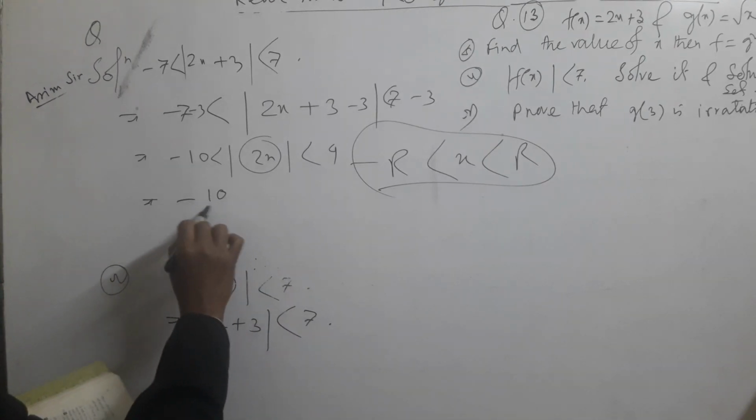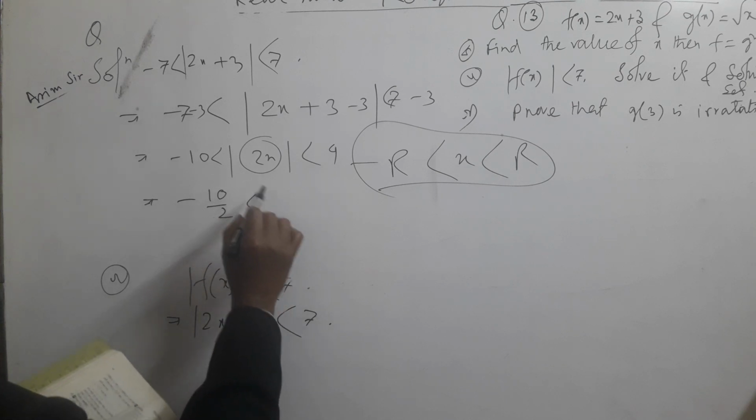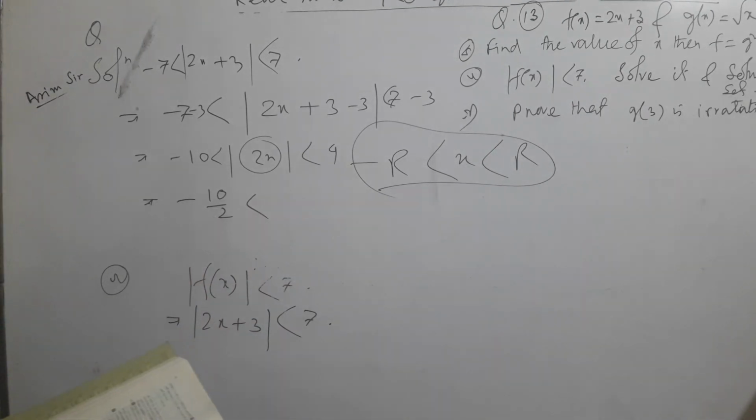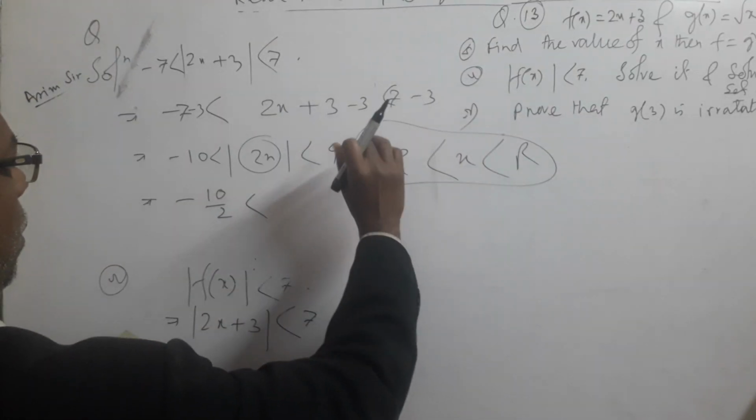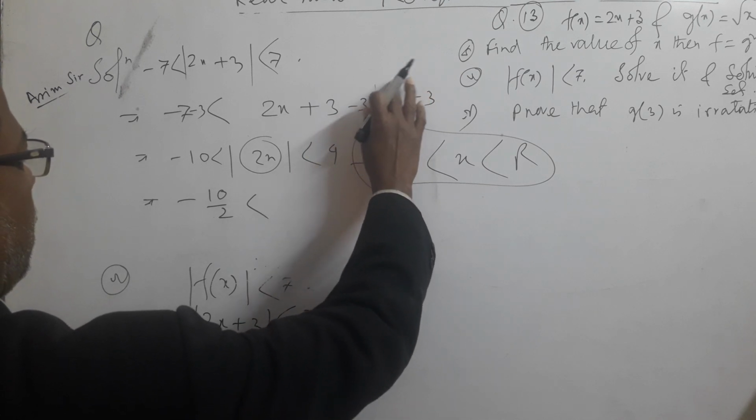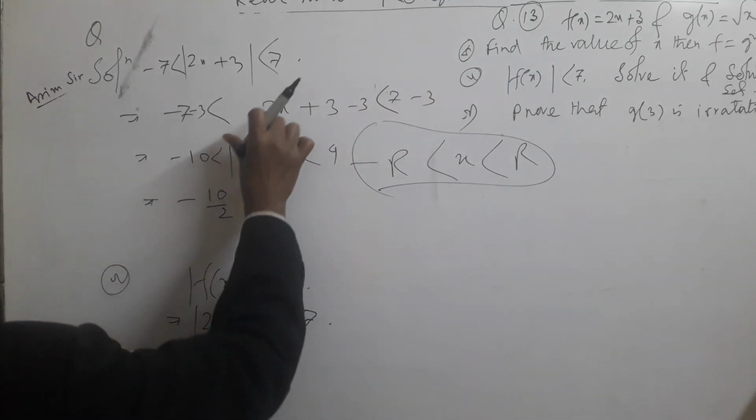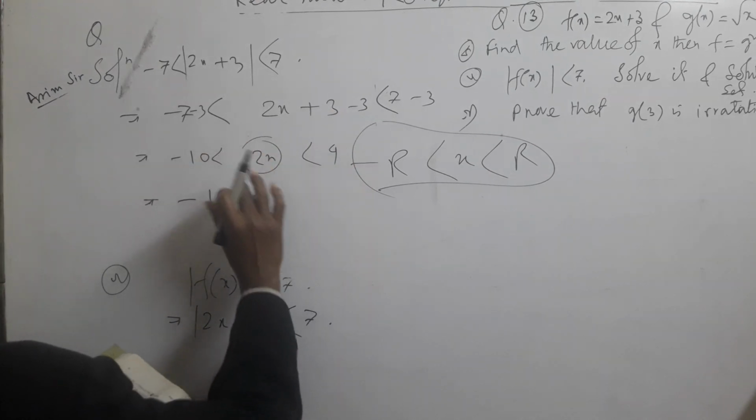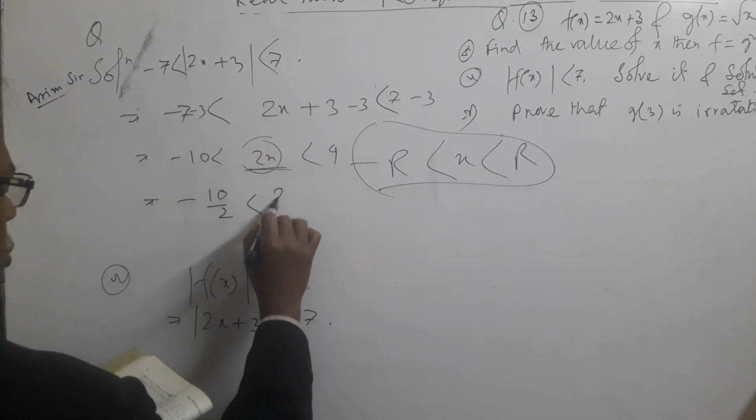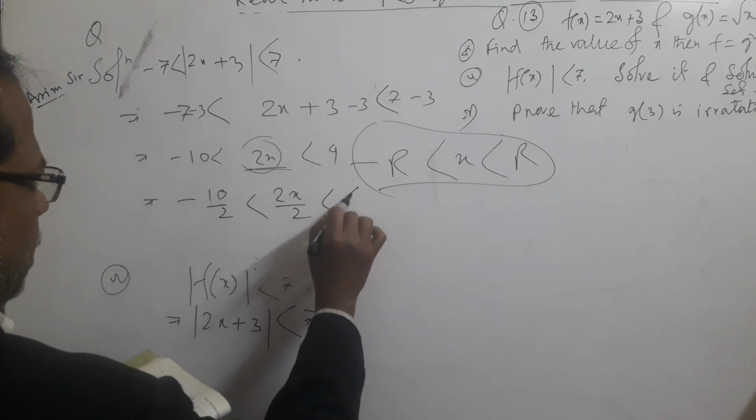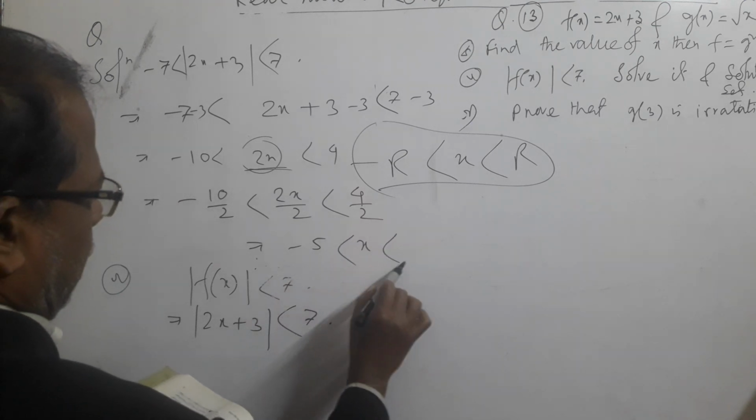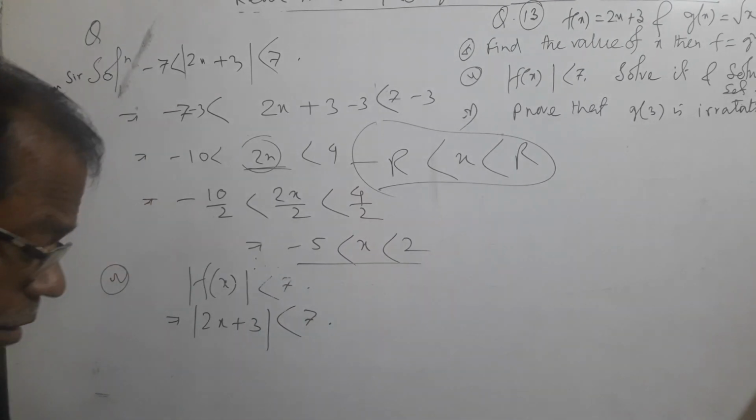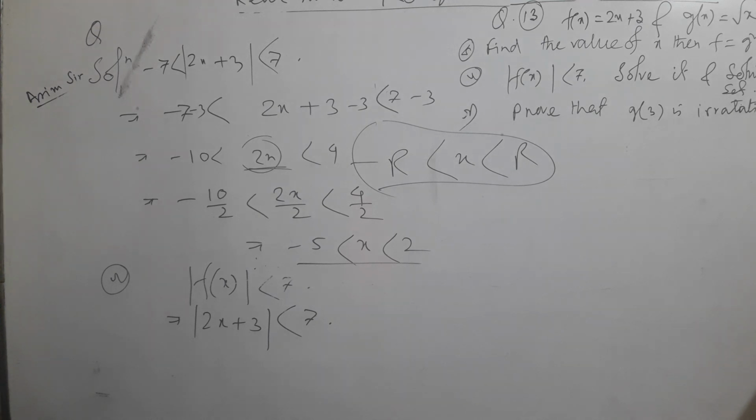Minus 10 divided by 2 is less than 2x divided by 2 is less than 4 divided by 2. That's why minus 5 is less than x is less than 2. It's real numbers from minus 5 to plus 2.